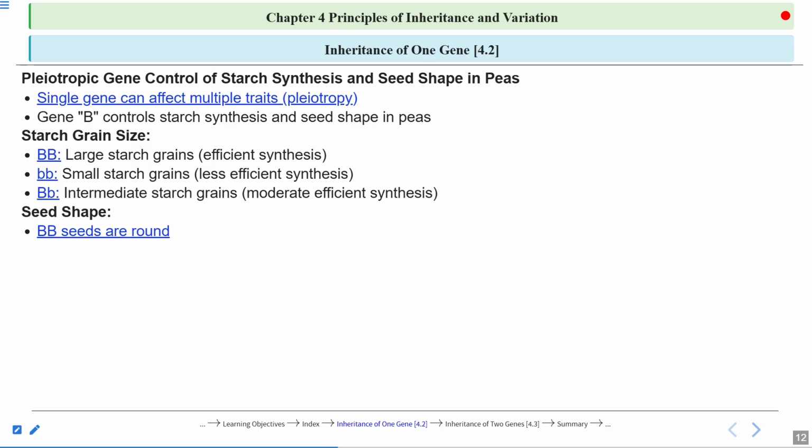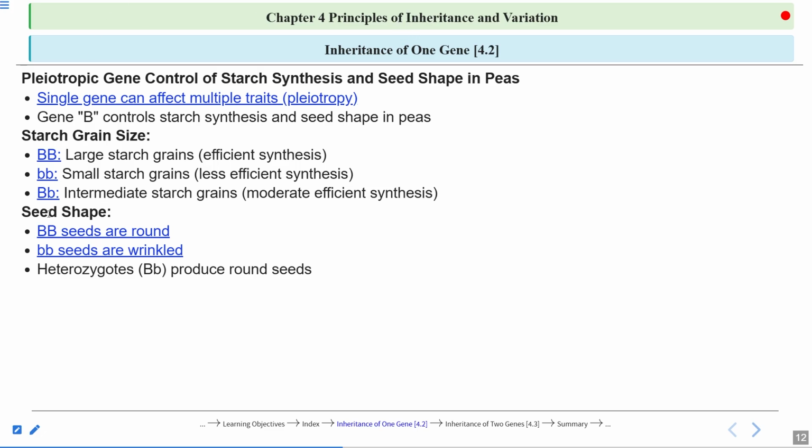Now let's talk about the other character, seed shape. Capital B seeds are round. Small b seeds are wrinkled. And in the heterozygous condition, capital B small b, they also produce round seeds. So here there is no intermediate phenotype. So what does this demonstrate? In the case of starch grain size, in the heterozygous condition, it is showing an intermediate phenotype, which means it is an example of incomplete dominance. Whenever an intermediate phenotype is observed, it is an example of incomplete dominance.